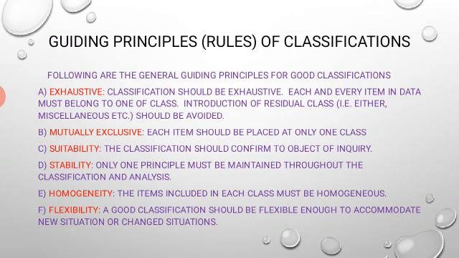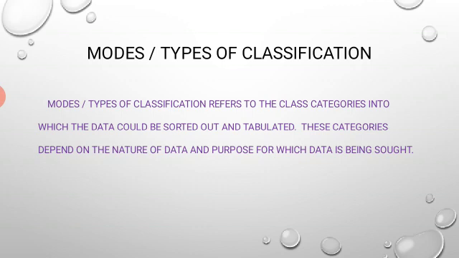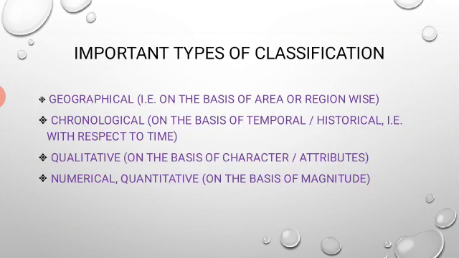Guiding principles of classification. Following are the general guiding principles for good classification: exhaustive classification, mutually exclusive, suitability, stability, homogeneity, flexibility. Modes or types of classification. Modes or types of classification refer to the class categories into which the data could be sorted out and tabulated. These categories depend on the nature of data and the purpose for which data is being shown. Important types of classification: geographical, chronological, qualitative, and quantitative.